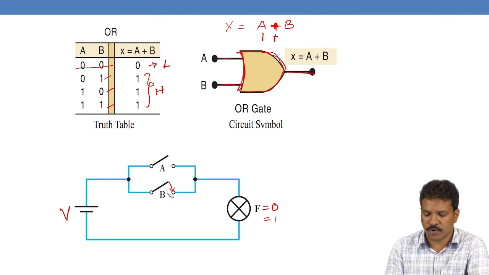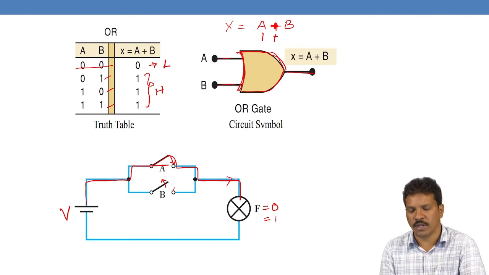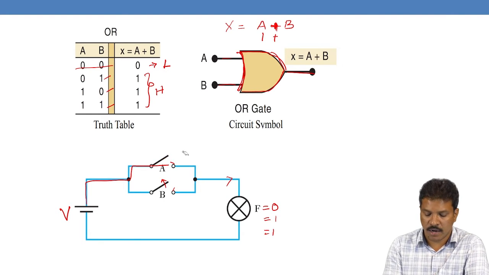This is the second case. In the third case, 1, 0, switch A is closed and switch B is open. So current flows through switch A and then through the bulb, the bulb glows, and the output is 1. And the fourth case is, both are 1.